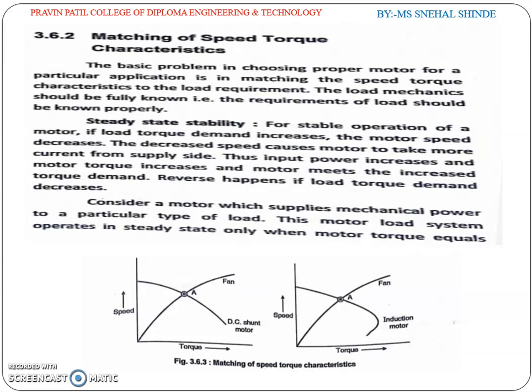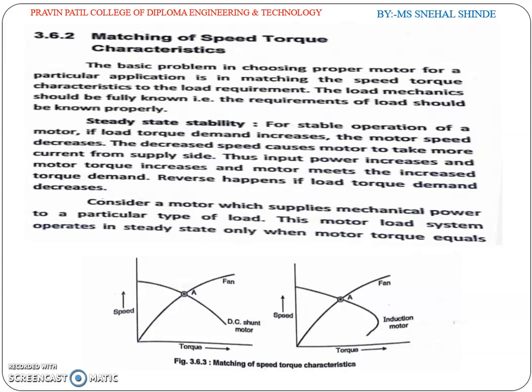Steady state stability. For the stable operation of a motor, if the load torque demand increases, the motor speed decreases. The decreased speed causes the motor to take more current from the supply side. Thus input power increases and the motor torque increases, and the motor meets the increased torque demand. The reverse happens if the load torque demand decreases.